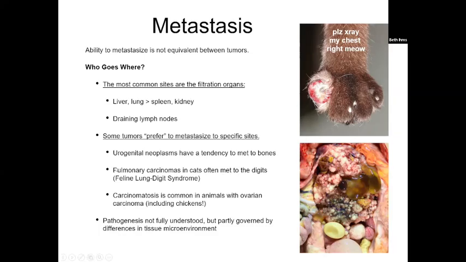In cats, pulmonary carcinomas often met to the digits. It's called feline lung digit syndrome. So if you see a really disgusting lytic tumor on the toe of a cat, please x-ray, get a chest radiograph right now, just in case. Not every tumor on the digit of a cat is going to be a metastatic pulmonary carcinoma, but pulmonary carcinoma likes to do this in cats.